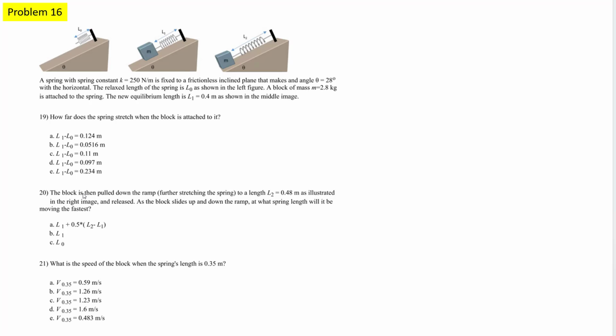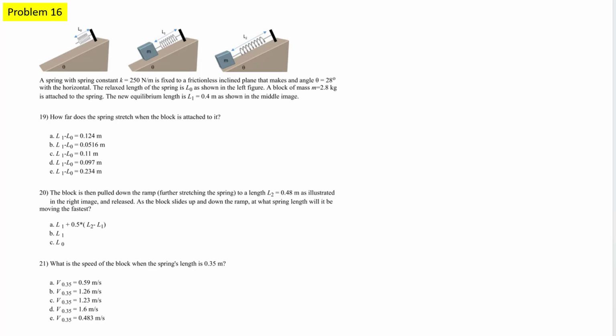A block of mass 2.8 kilograms is attached to that spring. The new equilibrium length is 0.4 meters. Again, that's measured from the end as shown in that middle image. How far does the spring stretch when the block is attached? All right, so we're looking for that distance L1 minus L0.